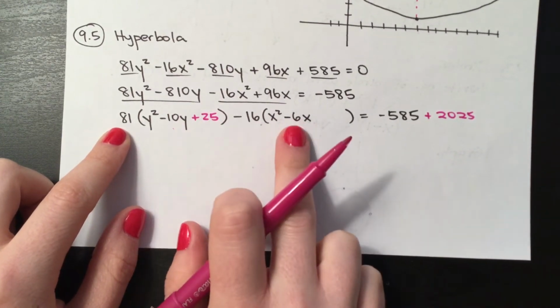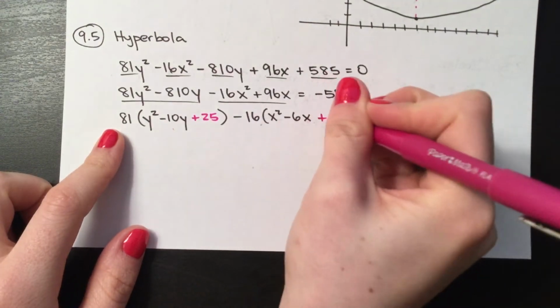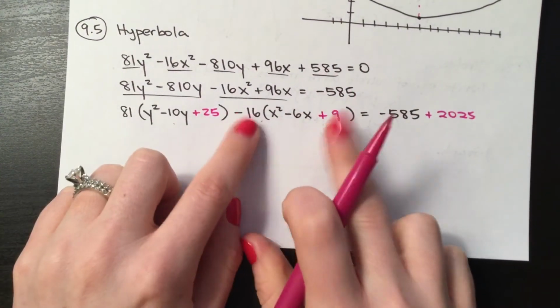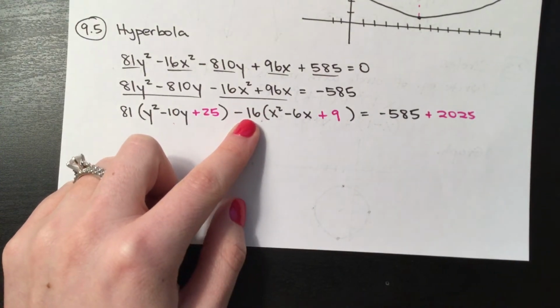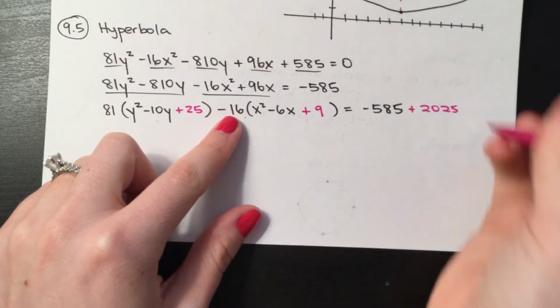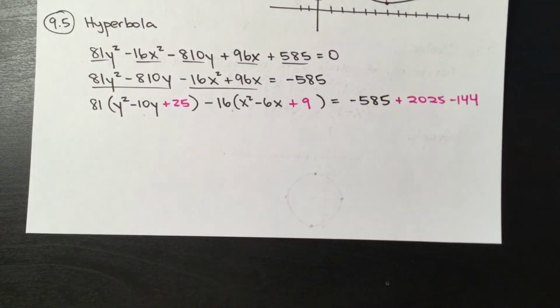All right, next, complete the square here. Half of -6 is -3. Square that, we get +9. And then this, remember, is what we need to balance on the other side. So we have 9 times -16, which is -144. So you'd also subtract that 144 from the other side of the equation. Okay, so we're trying to keep the balance.